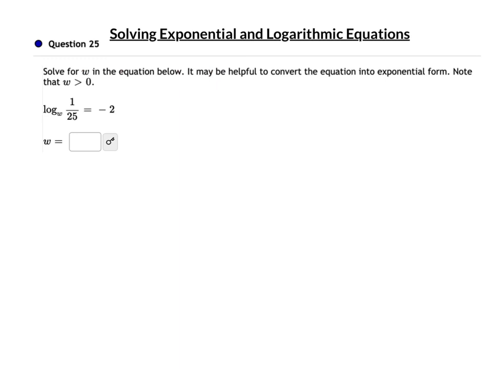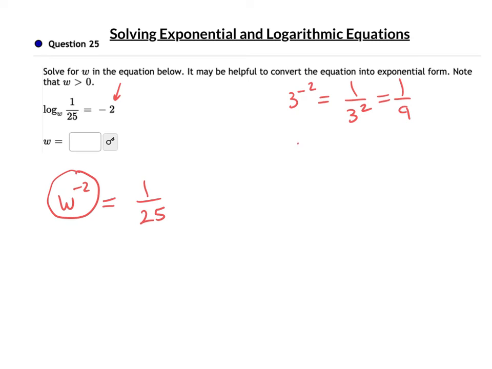Question 25. We're going to try to find the base of this log that makes this a true expression. Let's write it as an exponential expression. W, the base, to the exponent of -2 equals 1 over 25. Remember what the negative exponent means. When we say 3 to the negative second, it's 1 over 3 to the second. Yes, that's 1/9. X to the negative third is 1 over x to the third. This then is 1 over w squared, and that equals 1 over 25.